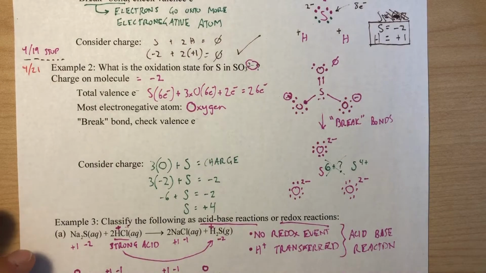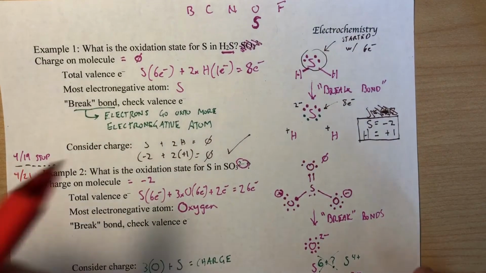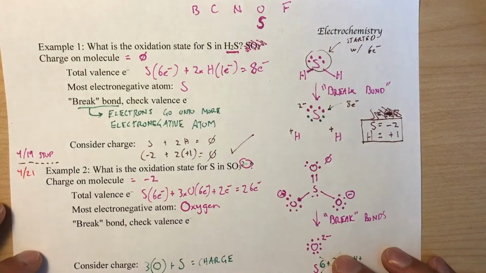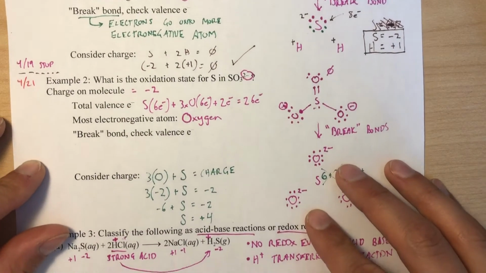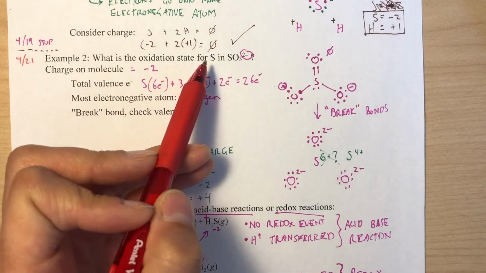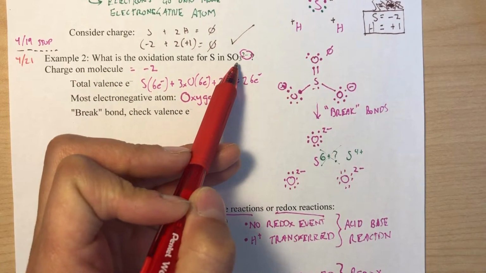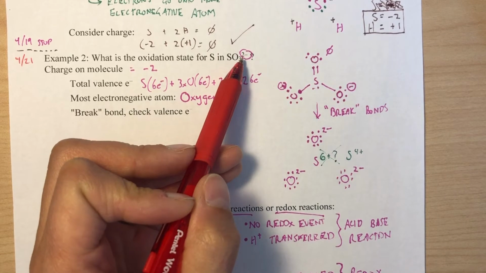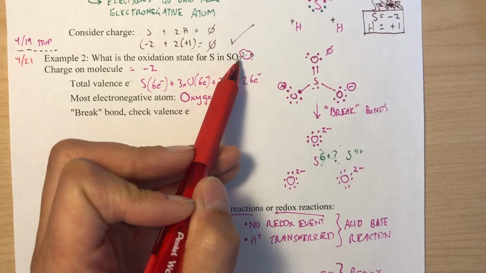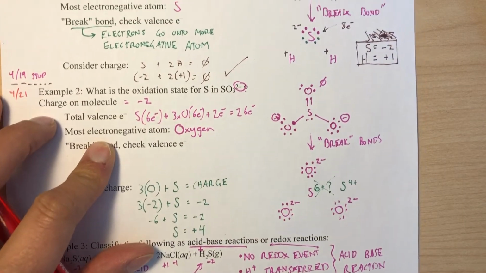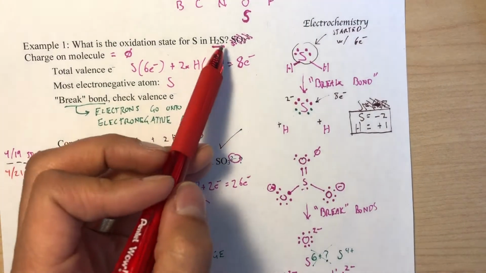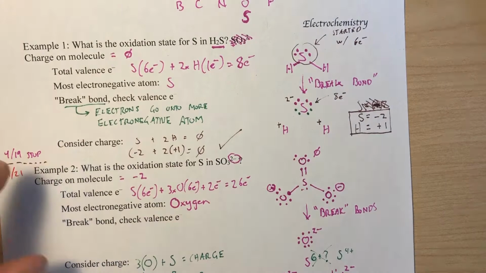Hello class, today we are continuing our topic of electrochemistry with an introduction on how to classify reactions and determine oxidation states. So next we're going to look at the oxidation state of sulfur in the polyatomic ion sulfate. What's important is that we first identify that this time we have a charge on the polyatomic ion, and that charge is -2. In the previous example of dihydrogen sulfide, H2S, we had a charge of 0.